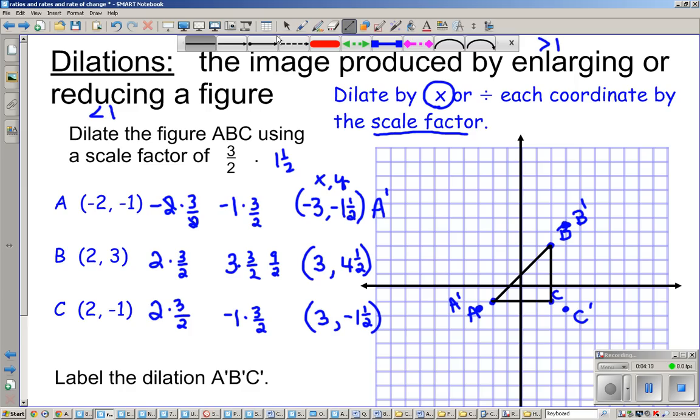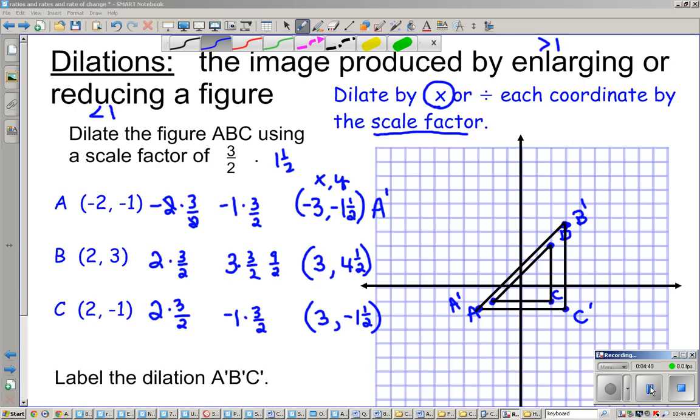Let's connect those points. And I have a figure that is 1.5 times as large as my original. So we had an enlargement this time. Because the scale factor was greater than 1, we created an enlargement. Make sure that you label your new figure and that you have your original labeled as well.